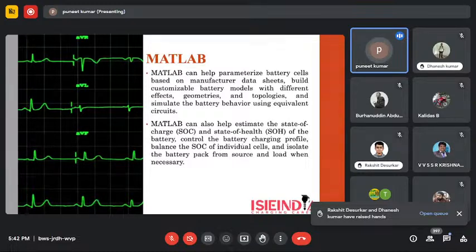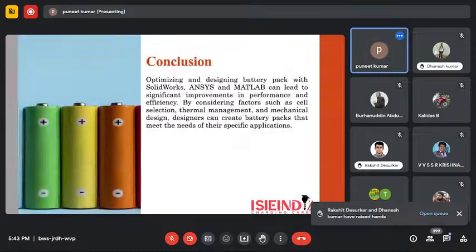Yes. So at the end of the treat, it will give you a brief comparison between the standard that is available in the market and the parameters that this battery or this cell is having in it. So there are three software that we are extensively using for battery pack designing: SolidWorks, ANSYS, and MATLAB.